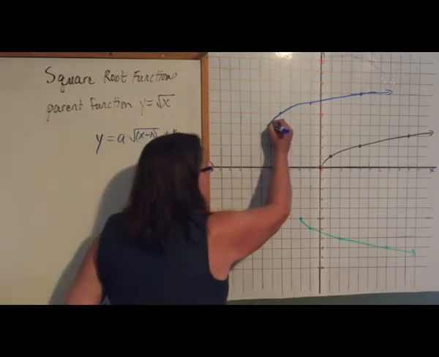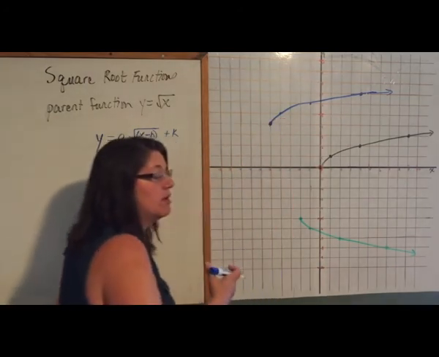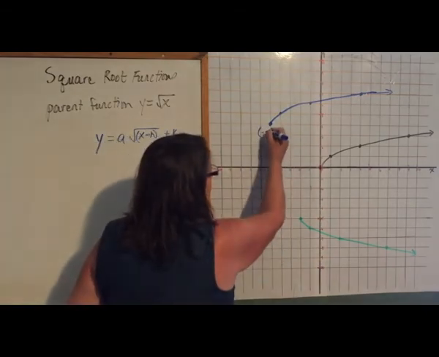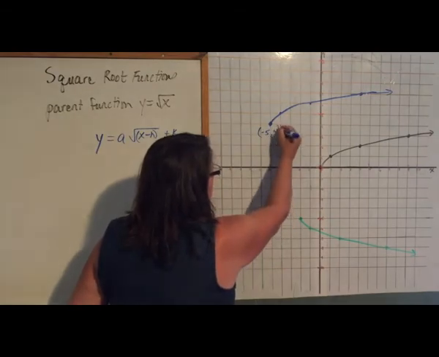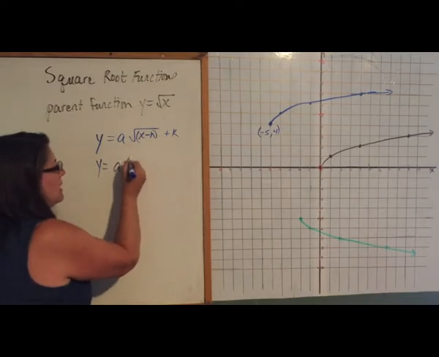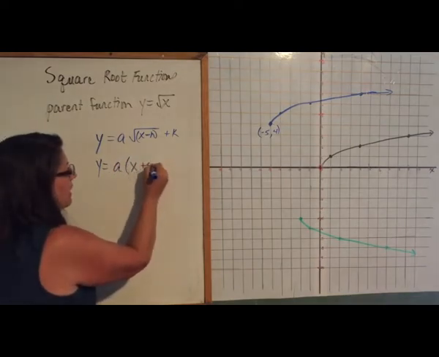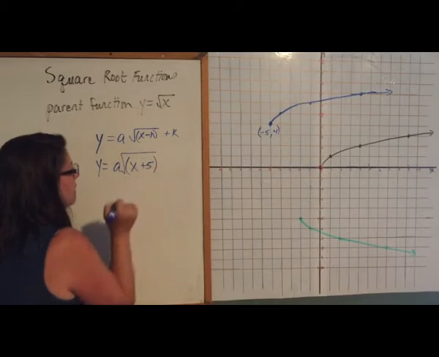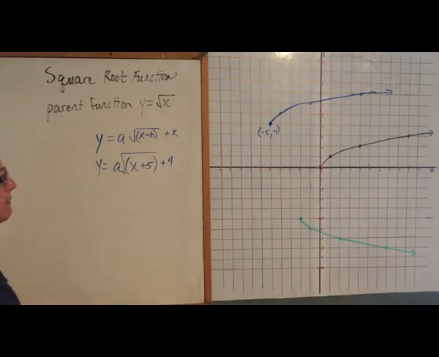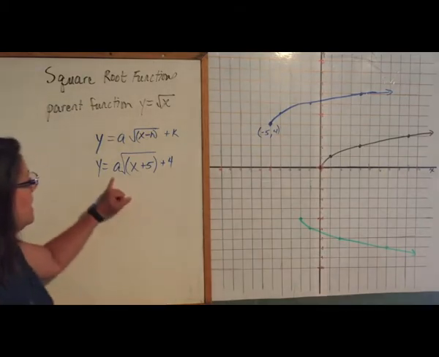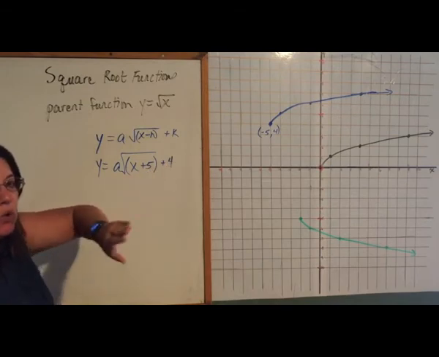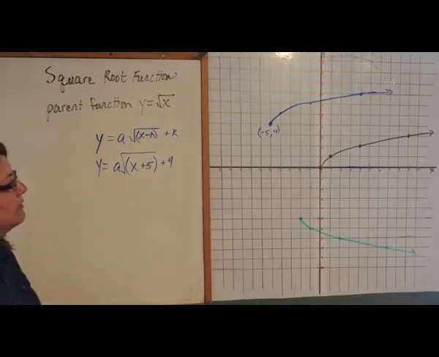My starting point here, it's not really a vertex, but it's going to be my h and k value. That starting point is -5, 4. So I'm going to plug that in: y equals a times the square root of x plus 5, plus 4. Now I need to figure out what a is. In order to do that, all I have to do is pick any other ordered pair, a corner point on that graph, and plug it in for x and y.